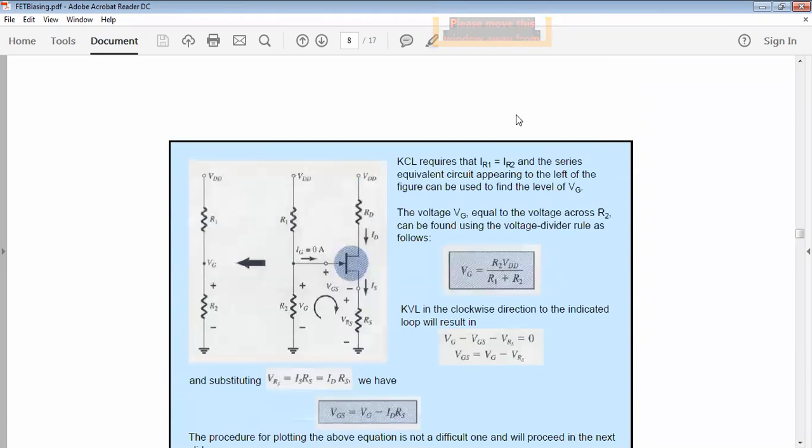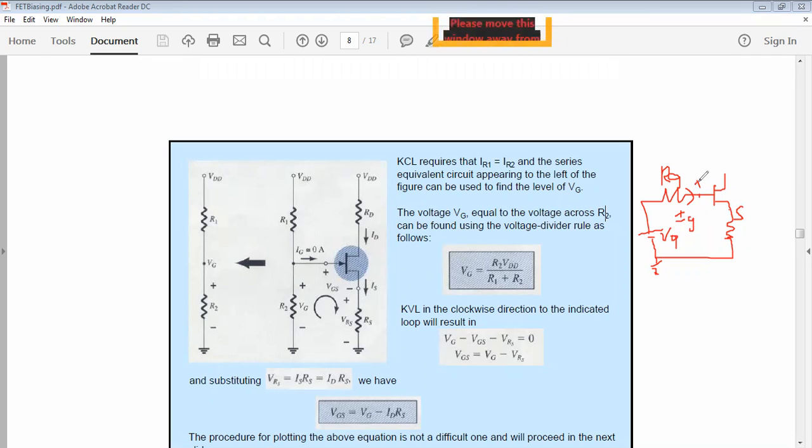Okay. Here the equivalent circuit is: this is VG, then RG, then here MOSFET or JFET or any other device. This is the loop. This is RG and the current flowing through this is IG. This is VG. This is the source terminal. This is the drain terminal.